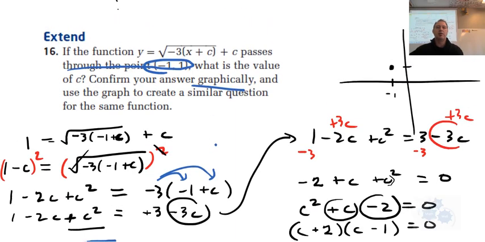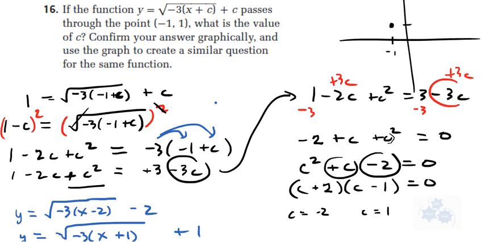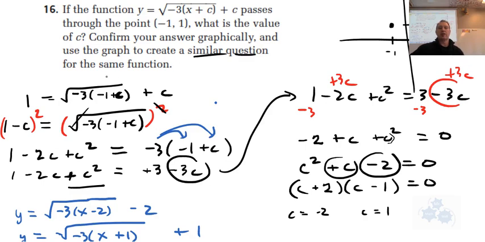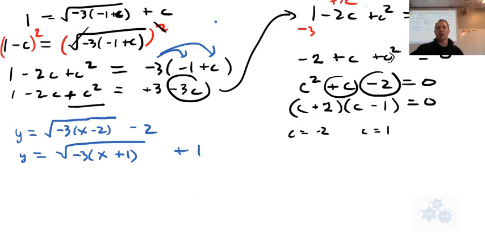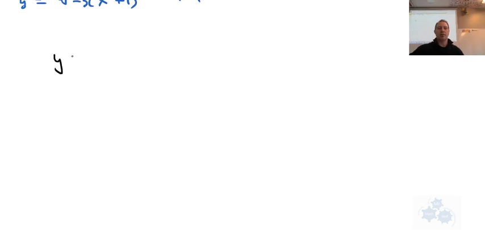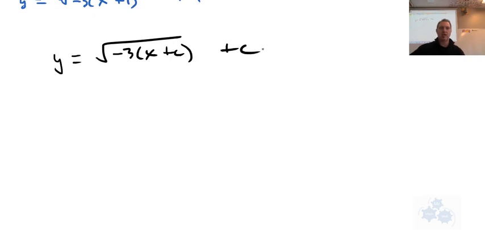What's the second part? Use the graph to create a similar question for the same function. A similar question for the same function. All right, so for the second part of the question, it says create a similar question for the same function. I guess what you could do is have the same function, which is, what was it again? Negative 3x plus c plus c. You could just say if this function passes through a point, and you could pick any point, like 5, negative 1, then solve for c.